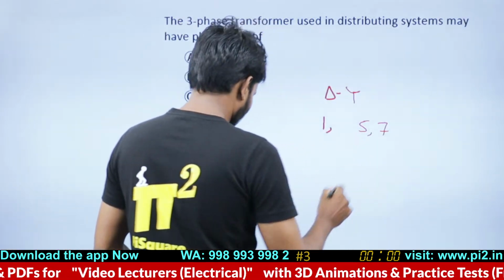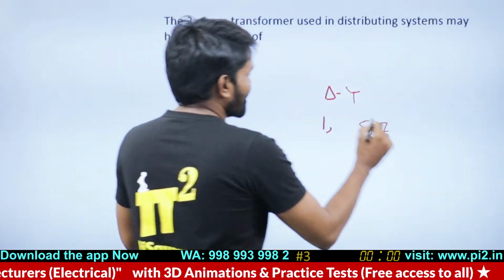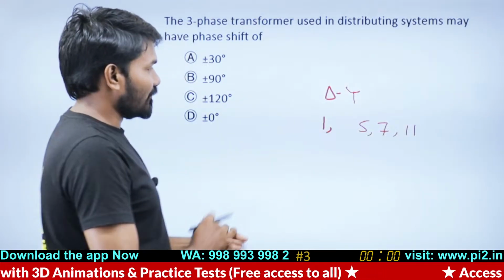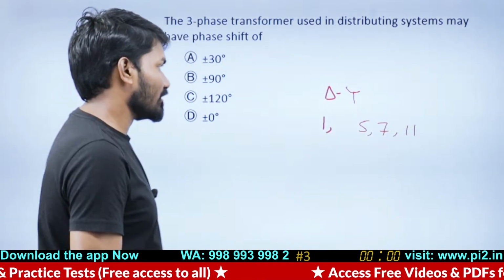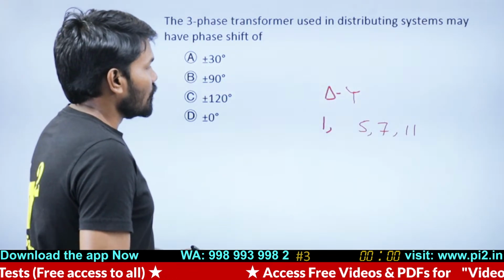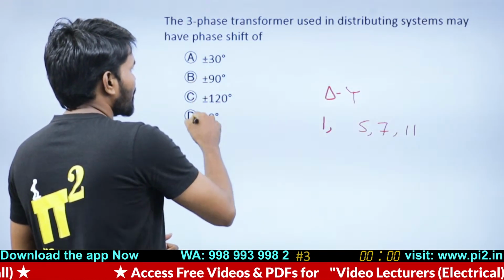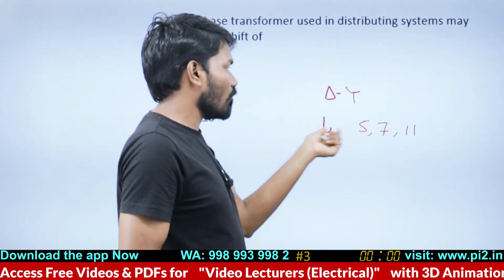Because of the missing symmetry. 1, its opposite one is 11, right? So 1, 5, 7, 11. These are the possible combinations we can get from a star delta transformer. So out of all these given options, no option is matching except option A. Plus 30 or minus 30 means vector grouping 1 or 11.